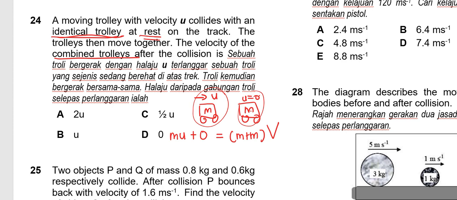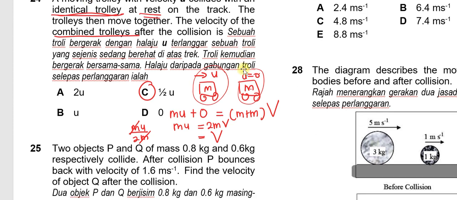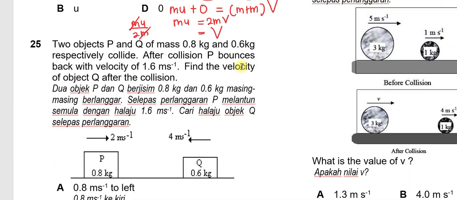So cari velocity ni lah, itu yang soalan dia tanya. So mu is equal to 2mv. So you nak cari apa? V kan? So mu divided by 2m. So kamu tengok, m ni potong, m ni potong. You dapat apa? U over 2, right? That is half u. See? Not tough. You yang tengok soalan macam ni terus cabut. Okay, next.